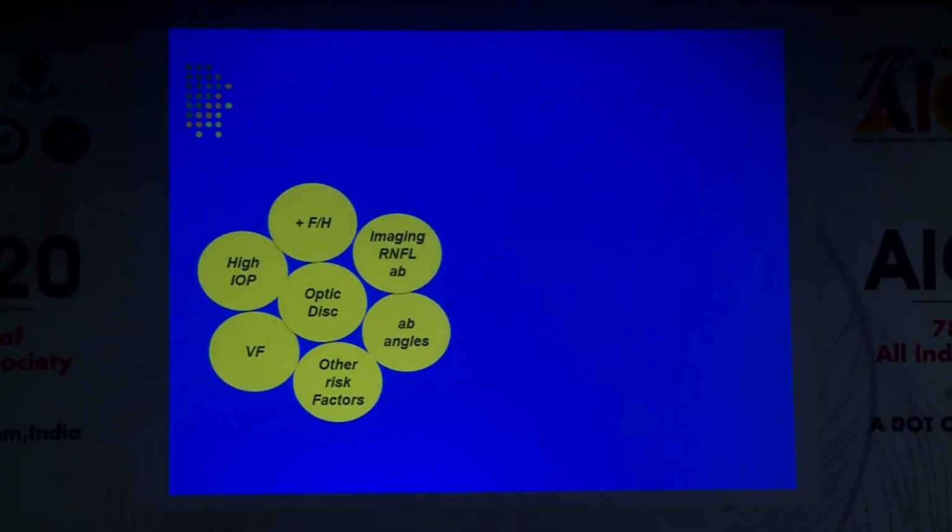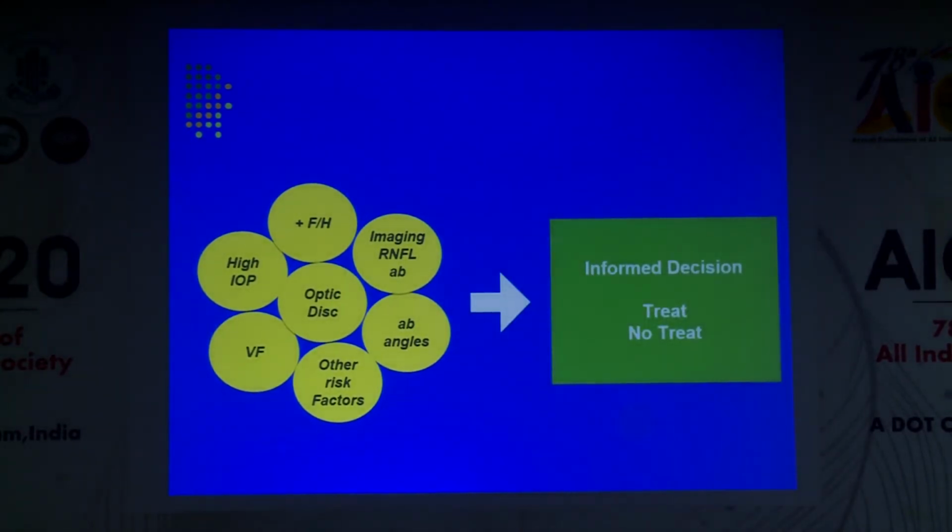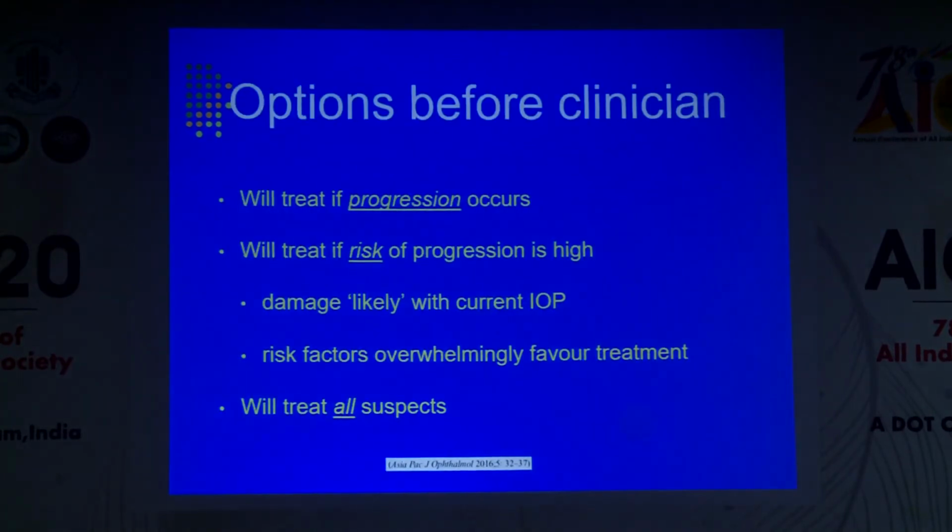A lot of speakers have spoken about all these risk factors, and when we collate all of them, we need to take an informed decision, treat or not to treat. That's the decision that we need to take. There are three options before a clinician. Number one, we can treat if the progression occurs. We'll treat only if the progression occurs, so that's the first step. The number two is we'll treat only if the risk of progression is very, very high.